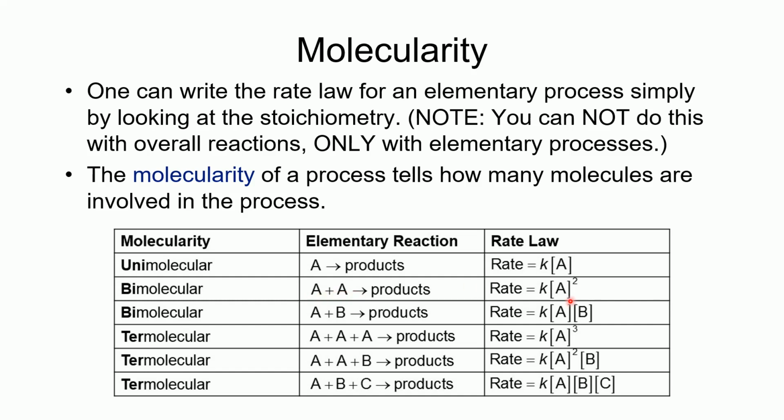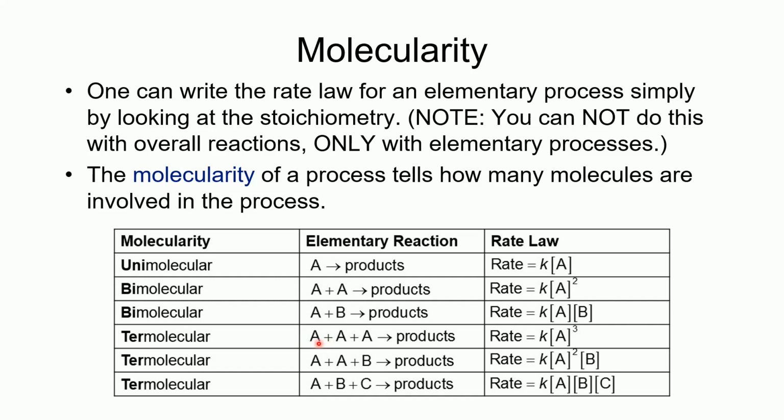You'll see that it is second order with respect to A and second order overall. So that's bimolecular. We can also have where we have two different things. So A and B, it would be first order with respect to A, first order with respect to B, second order overall. And then here we've got some unusual, kind of exotic examples that we refer to as termolecular.